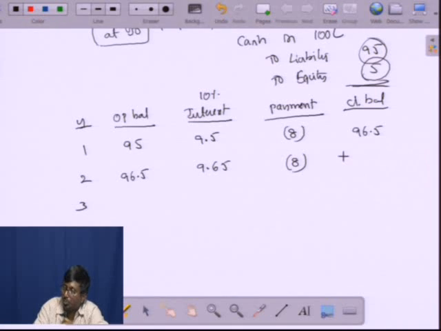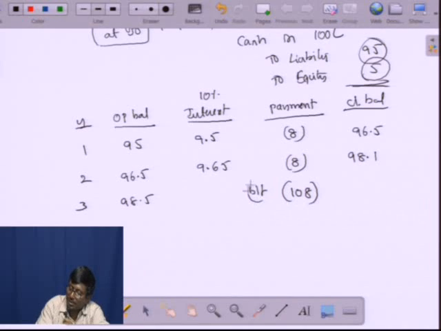Correct? How much? 98.15. Okay, something. Now it will come to 98.5. Correct, na? This is going to be 108. Hello, I am just putting this as a balancing figure. I know if you apply it, you may get a slight difference. Just find out the difference, my dear. 98.5 minus 108, how much? 8 plus 9.5. Correct, is it not? Obviously 0 will be, I'm just taking it as a balancing figure.